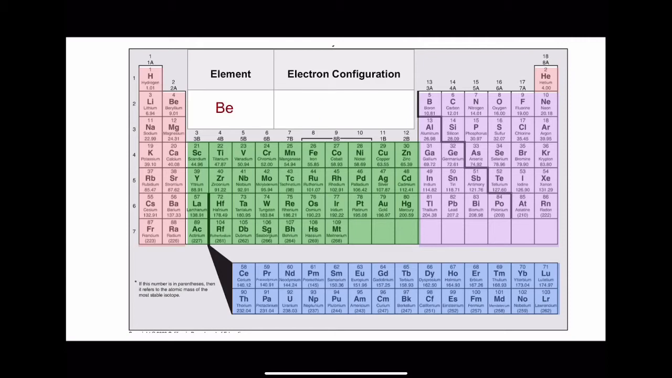Moving to beryllium, we have to show where we've been. We've filled up the 1s orbital, so that's 1s2. It's in row 2, it's in the s block, and it is the second electron of the s block. So the first term shows us where we've been. The second term, or the last term of an electron configuration, shows us where we are. So beryllium's electron configuration is 1s2, 2s2.